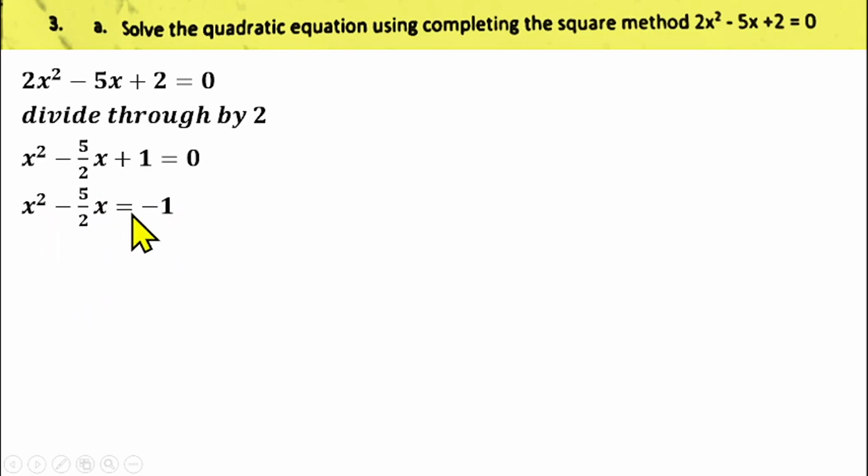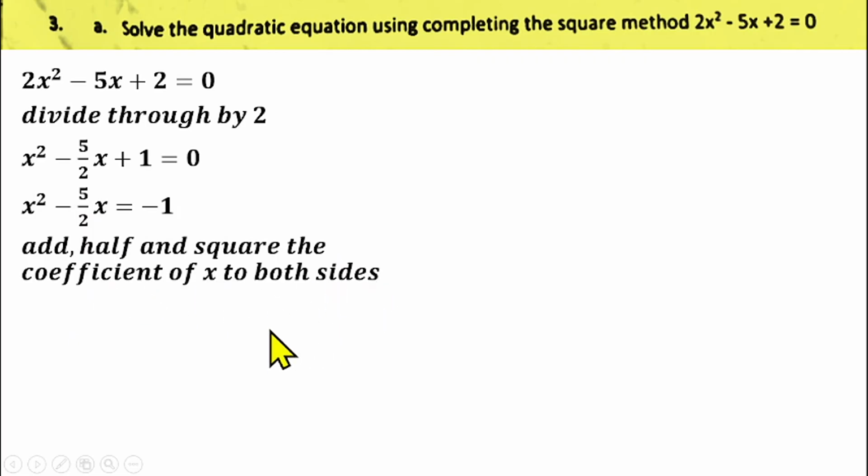Then you can now complete the square of this quadratic expression. And how do we complete the square? You half the coefficient of x, square it, and add it to both sides. The coefficient of x here is minus 5 over 2. You half it, that gives us minus 5 over 4. Then you square it, that gives us minus 5 over 4 all squared. You now add it to both sides.